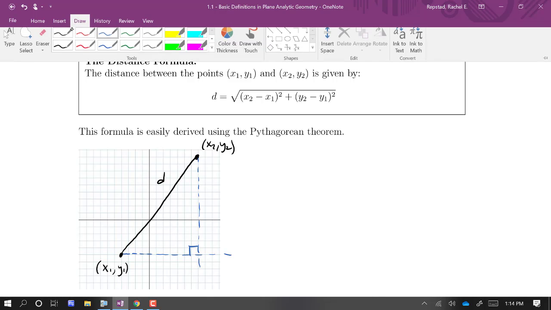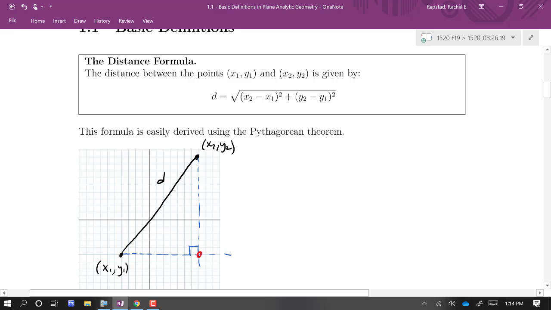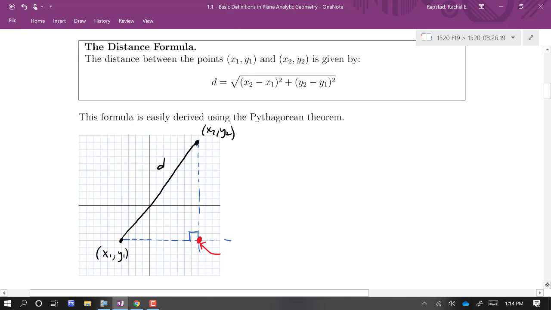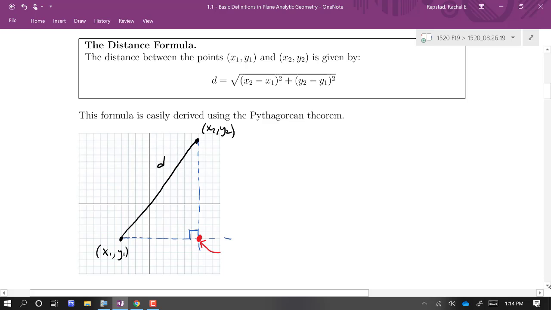Now, can we figure out what should be the coordinates of this point in terms of the coordinates that we already have up here? What should be the x-coordinate? x2, right? It's right below the top one, so there's x2. How about the y-coordinate? y1, because it's straight across from this point here. This doesn't go up or down. It's got the same y-coordinate.